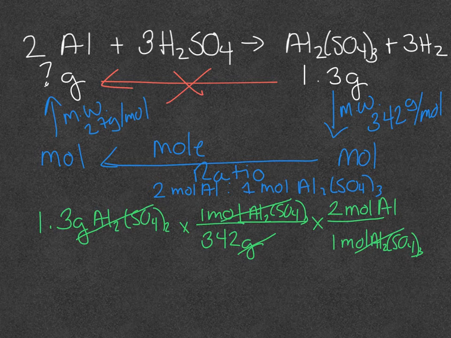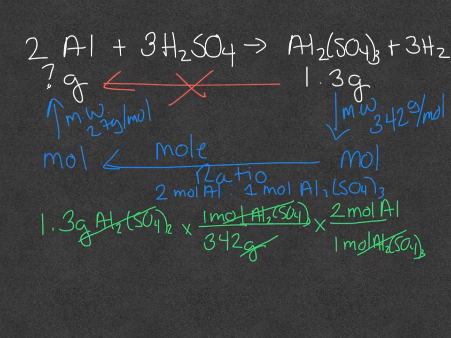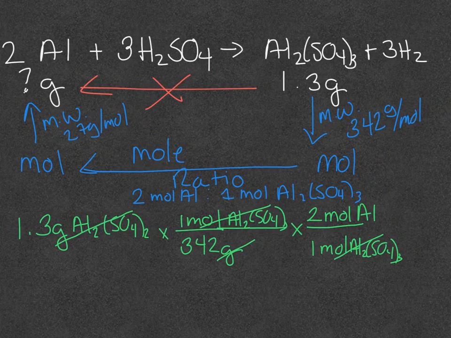Let's move this over just a bit so I'm not running out of space. Now we have moles of aluminum, and we're right here, and we need to get up to grams of aluminum. That's where we're going to use the molar mass of aluminum as our next conversion factor.